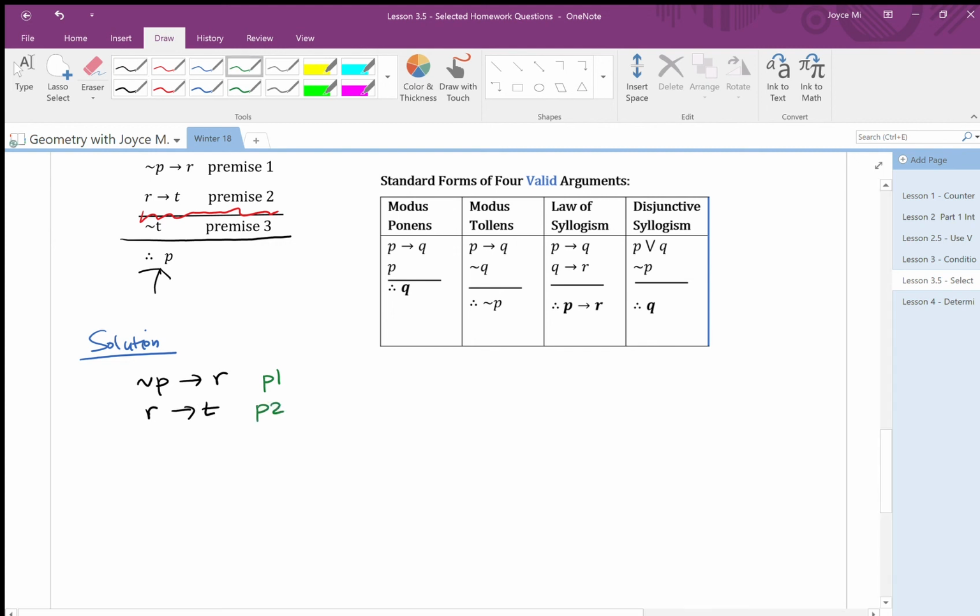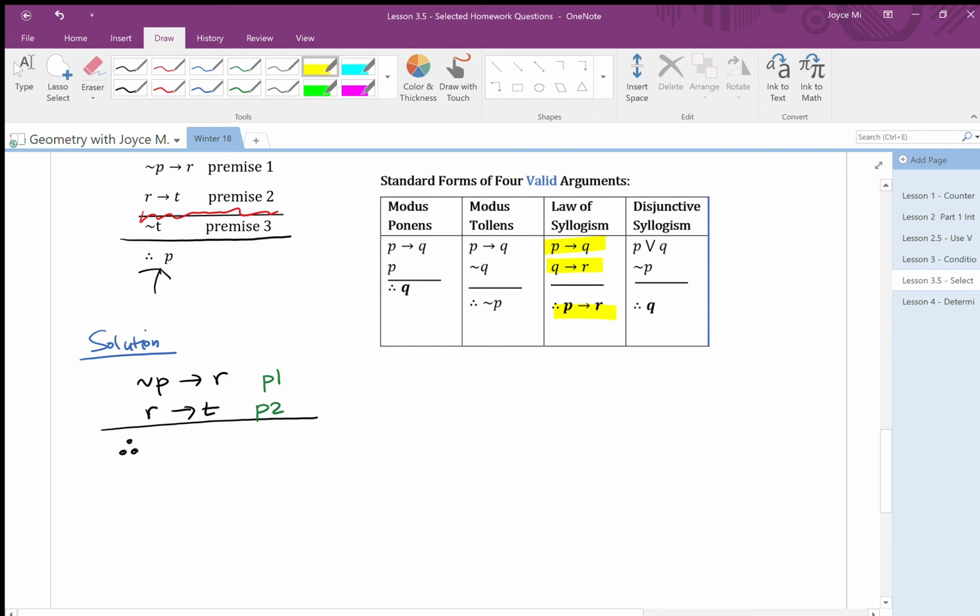Now, based on these 2 premises, is there any conclusion I can make? Does this look like any one of the standard forms we have over here? Let's think about it. I have negation of P goes to R. Think of the conditional arrow as a bridge. So not P goes to R goes to T. This looks like the law of syllogism. Notice that I have P goes to Q, Q goes to R, therefore P goes to R. Same thing over here: negation of P goes to R goes to T.